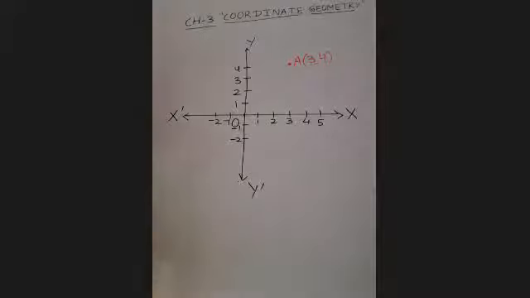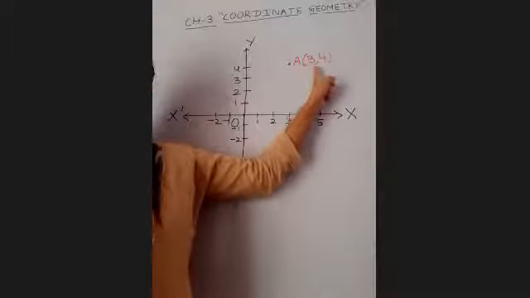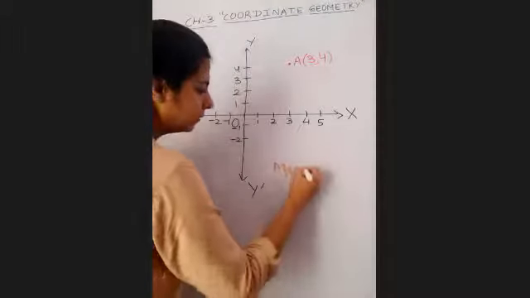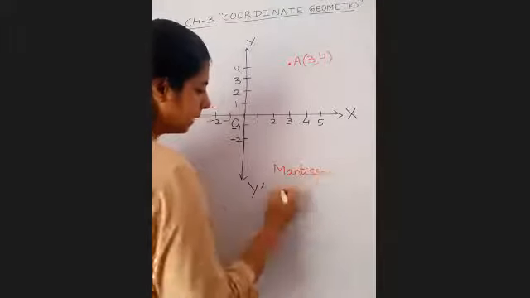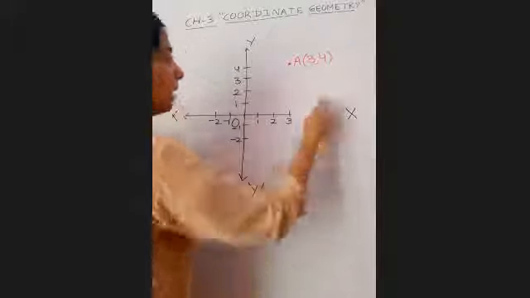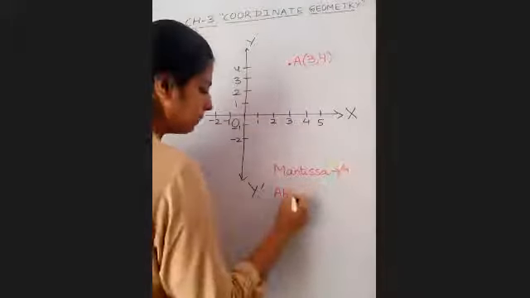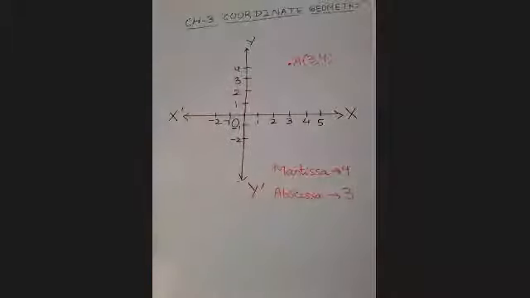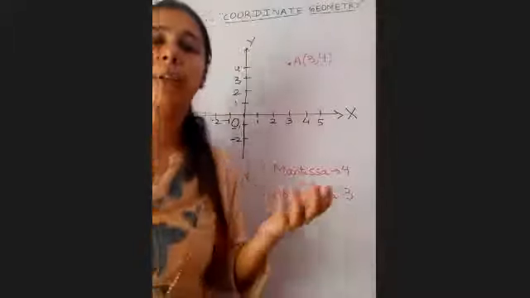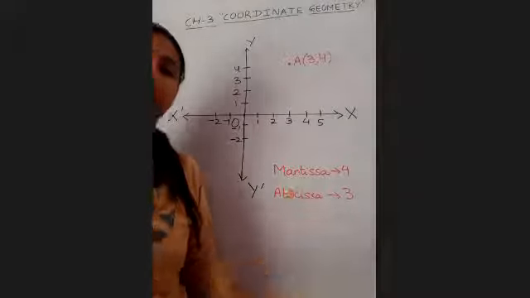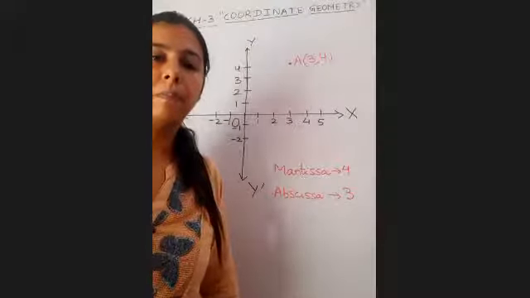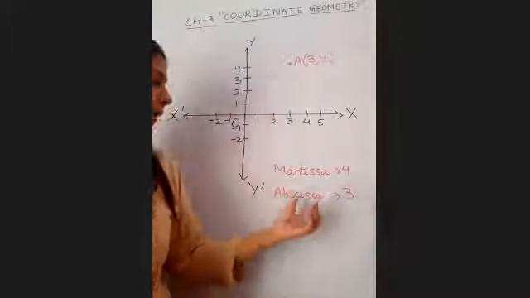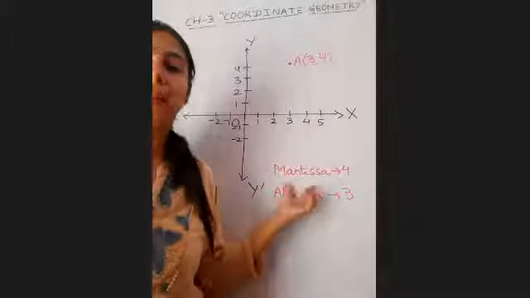Please understand this. A is the point given by 3, 4. Could you please tell me, children, what is Ordinate in this? Ma'am, 4. And what is Abscissa? Ma'am, 3. So what does it mean, children? Because somebody's mic is creating disturbance, please mute yourself. What does it mean when we say Abscissa is 3 and Ordinate is 4?